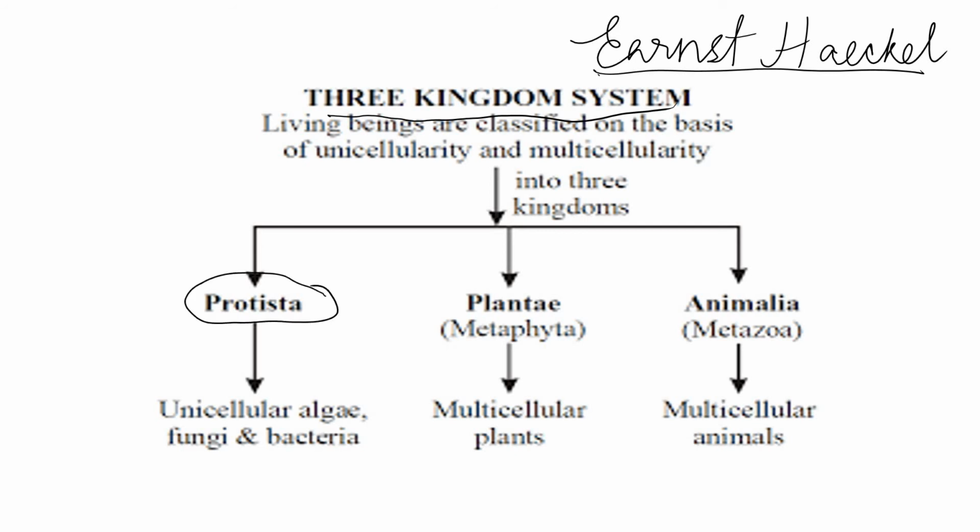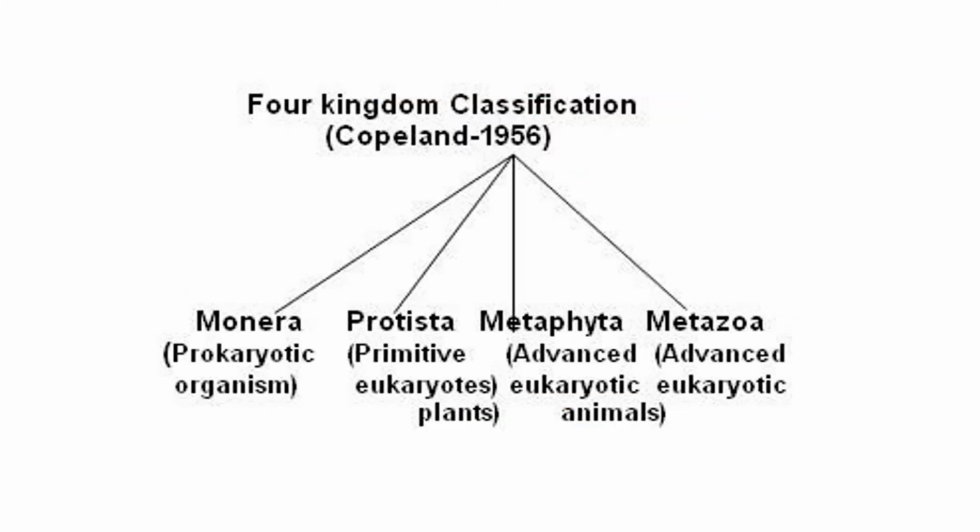And what is this Protista? Protista consists of the microorganisms, algae, fungi, bacteria. Okay, these Protista could not be included in the plant kingdom or the animal kingdom. So then we had the three kingdom classification, which consisted of Protista, Plantae and Animalia. Next comes your four kingdom classification given by Copeland. Now what did he find?